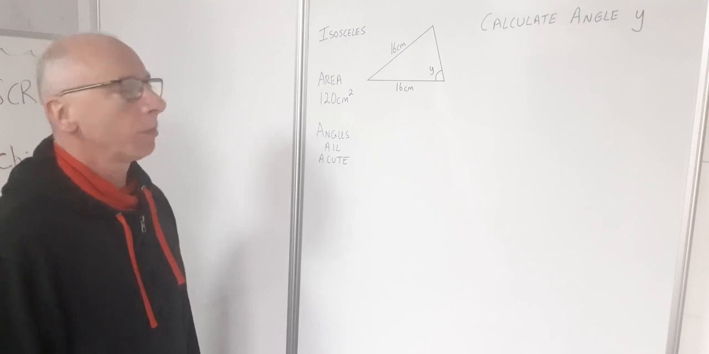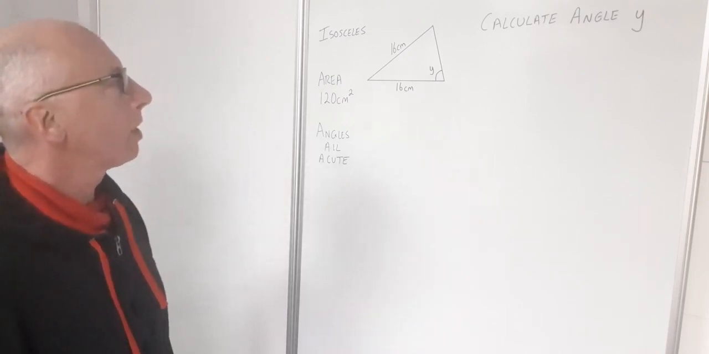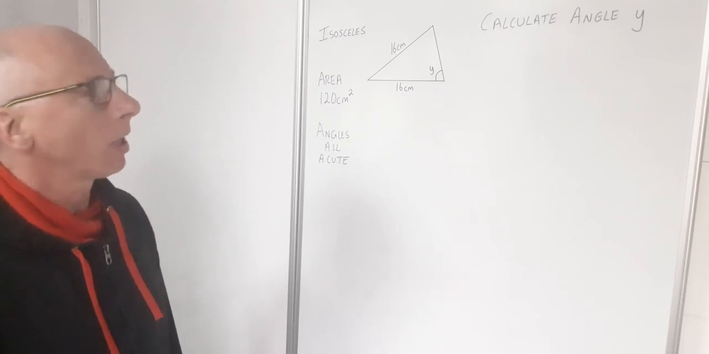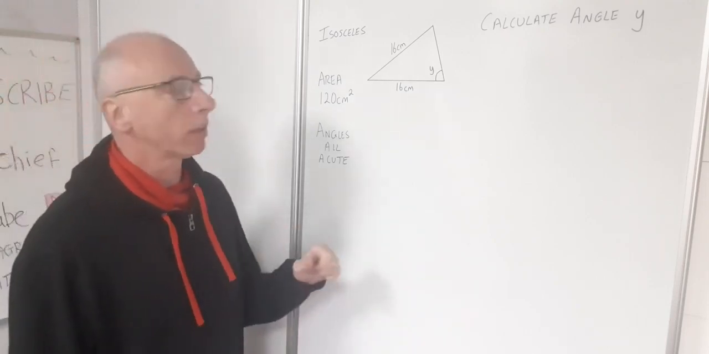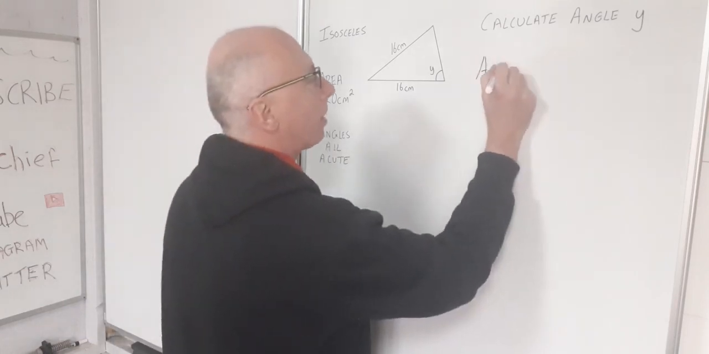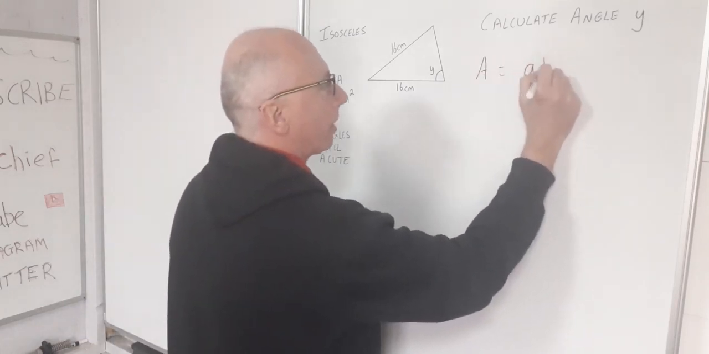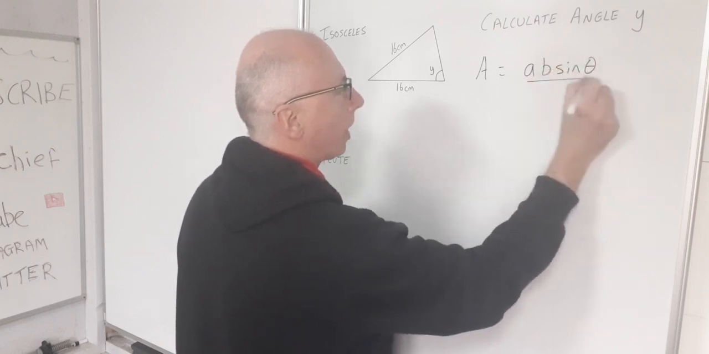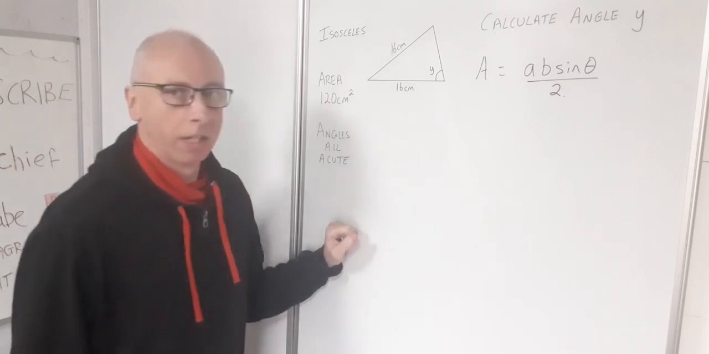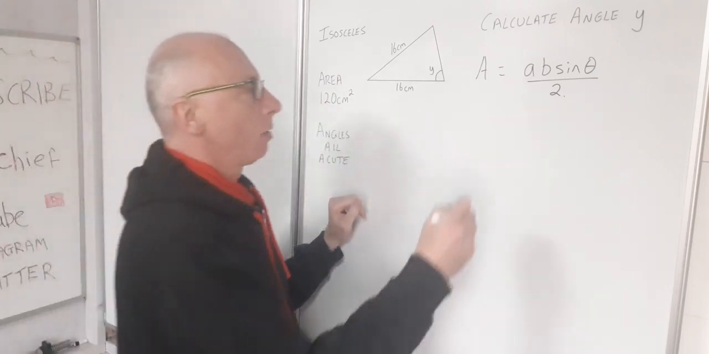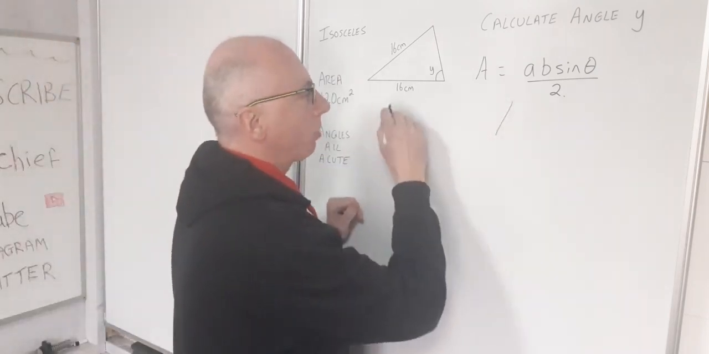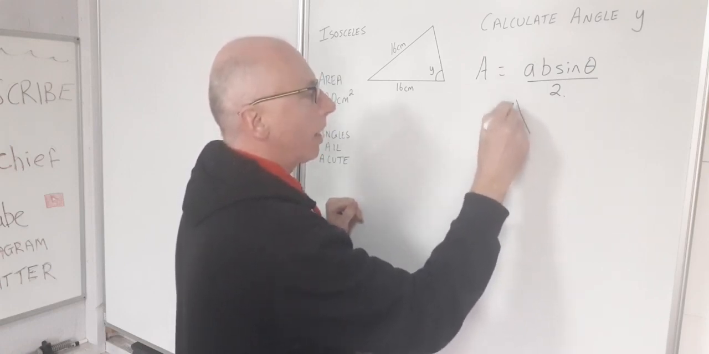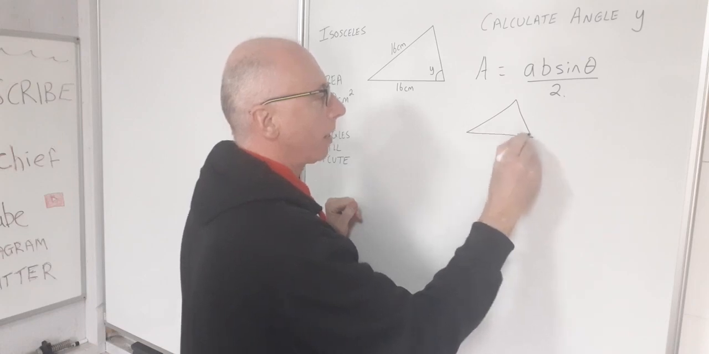So what can we do with the area that we know, and we know that it's an isosceles triangle? Well, I know a formula for the area of a triangle, and that is area equals side A times side B times sine of an angle theta over 2. Now we can use this when we know our angles. Let's draw the triangle similar to this one. Actually, let's do that. So we've got a side here, side here, side here.